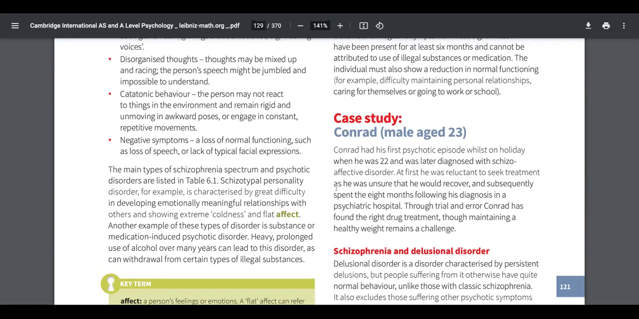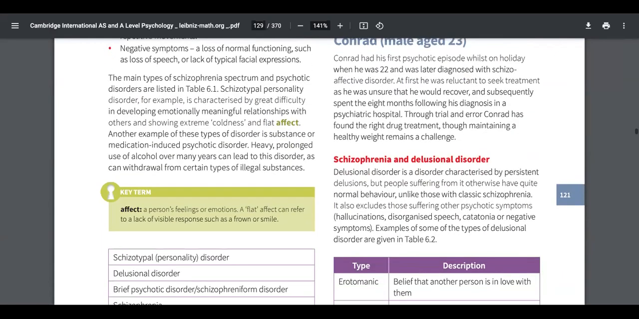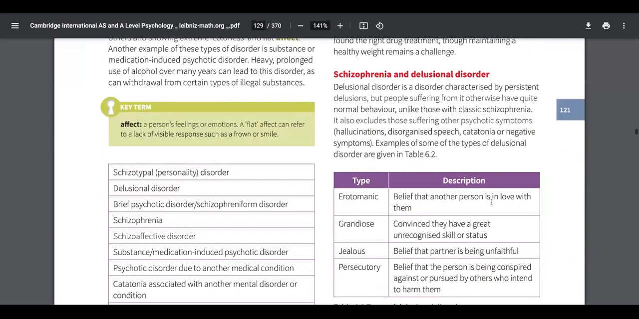It's a short reference that you can use: when you're talking about types, you can say that there was also schizoaffective, and Conrad was the study in reference to that. Schizophrenia and delusional disorder.